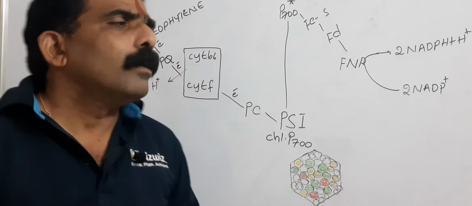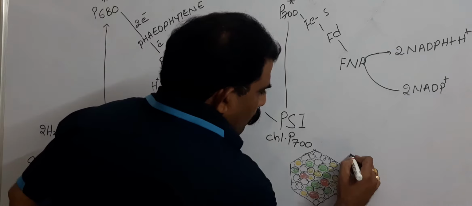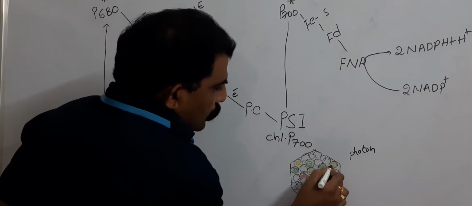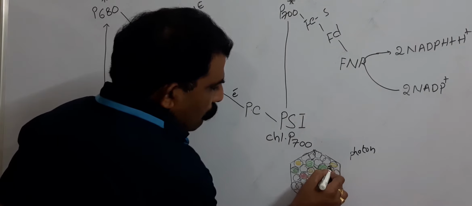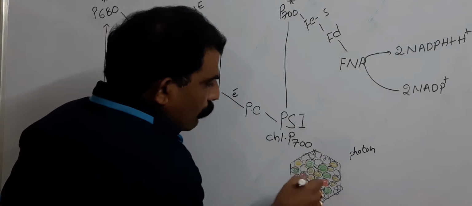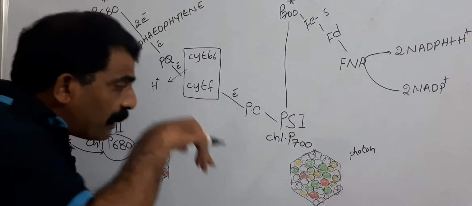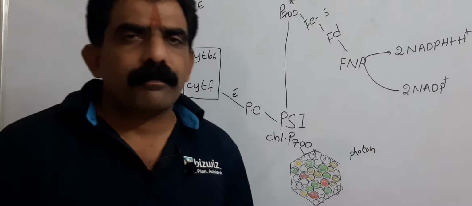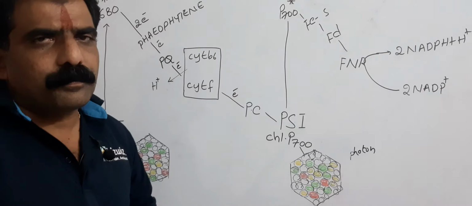However, they are also part of the antenna. Here the light absorbed by the pigments will be transferred from one pigment molecule to another pigment molecule like this. This transfer of energy from one pigment molecule to another pigment molecule of the light harvesting complex is called resonance transfer. And finally, the light energy will be transferred to a special chlorophyll molecule which acts as a reaction center. Now the reaction center gets excited. That is a later story.